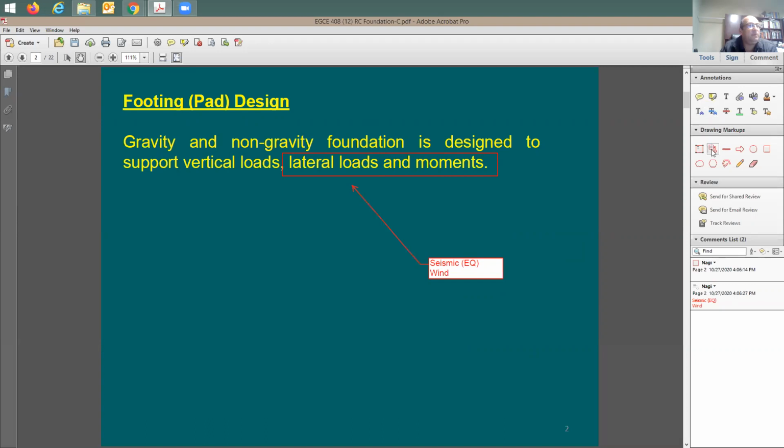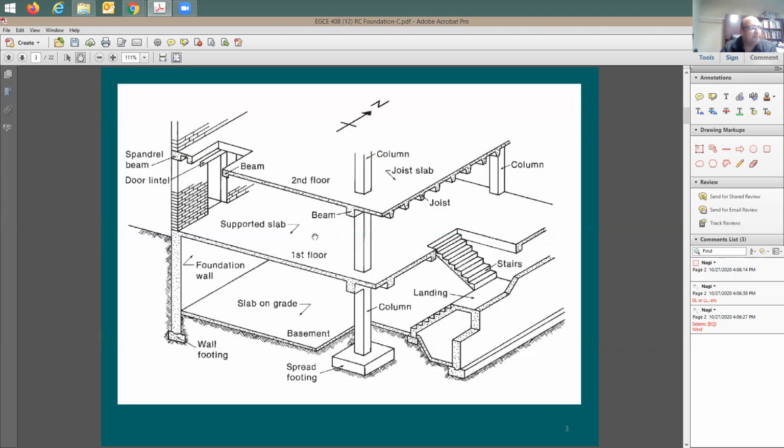The gravity means what? Again, I'm going to put it here. I'm going to say dead load or live load weight. So, okay. There is a difference in the way that you design a member supporting gravity versus a member supporting seismic and wind forces.